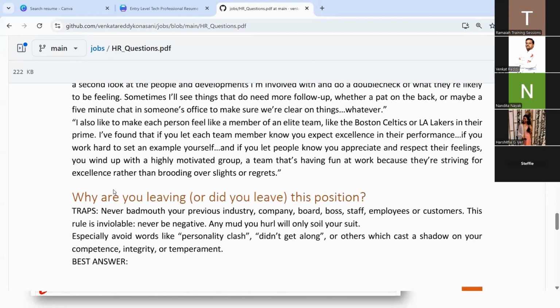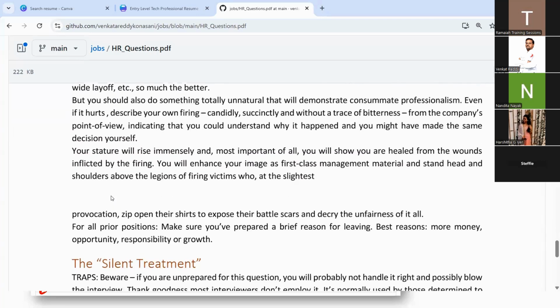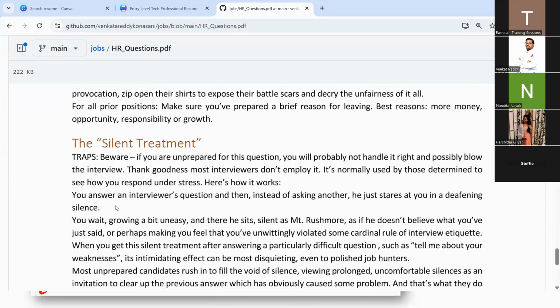What is the example? These are the things that I have included so that you can try to answer them in a perfect manner. Sometimes there will be a silent treatment. When they are taking the interview, suddenly they will stop talking. Suddenly, nothing happens for 30 seconds or 1 minute. At that time, what are you doing? Are you acting funny or something?